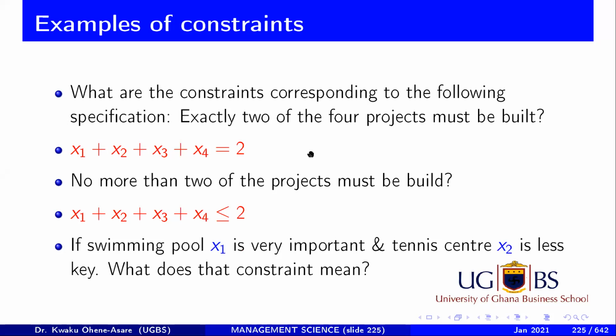If swimming pool x1 is very important, oh, very important. Remember, I didn't say it's the best, but I said very important. And tennis center is less important. So swimming pool is very important. Tennis is less important. What does this constraint mean? How would you have written it? Okay. So swimming pool is more important than tennis. That's what it means. How would you have written it?